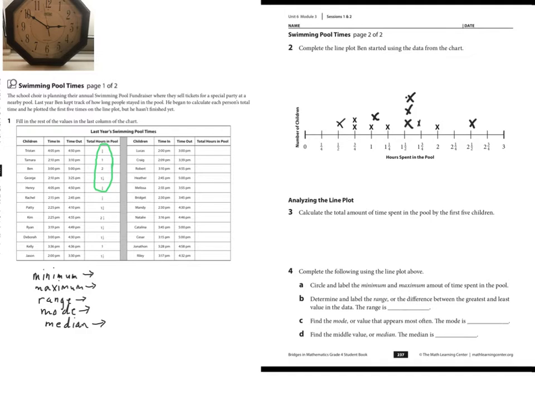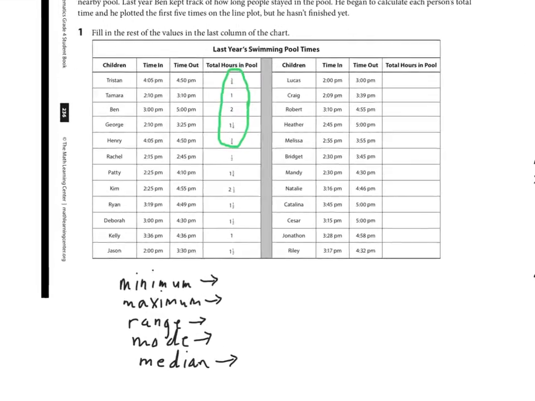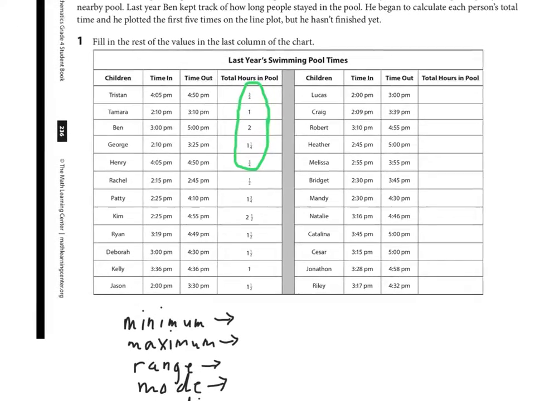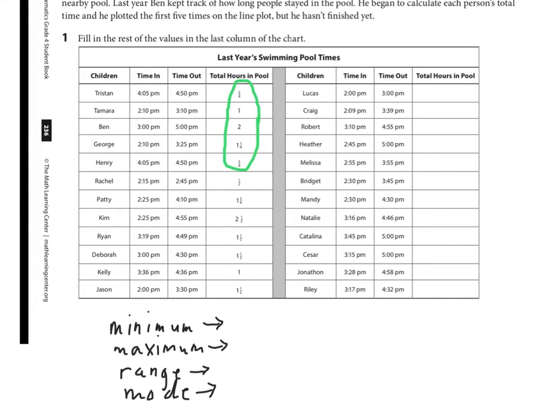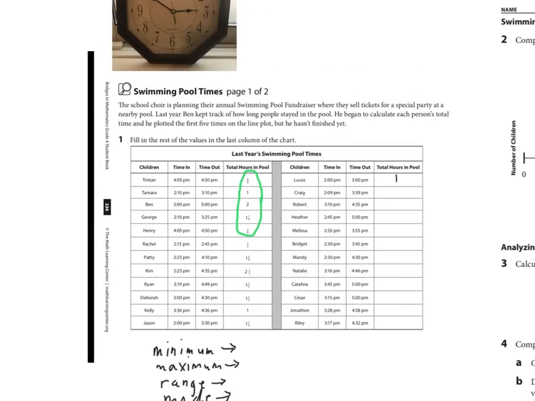But now this is where it gets a little bit trickier, because if we look at this, we need to figure out the total hours based on the time in and time out. So we need to do this on our own. And some of them are very simple. For example, this first one, Lucas was in at 2 p.m. and out at 3 p.m. That's 1 hour. Simple. Okay, some of these other ones, though, are a little bit trickier. And we may need to even look at a clock to figure out fractions.